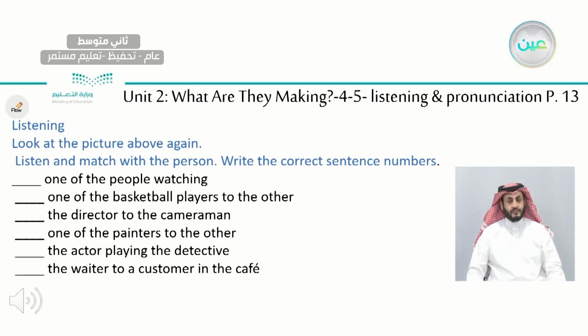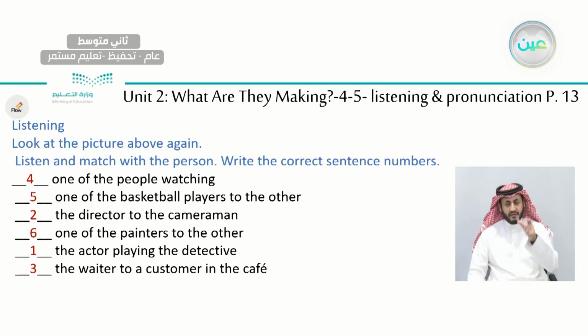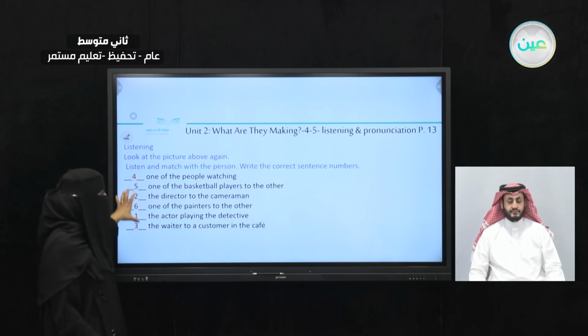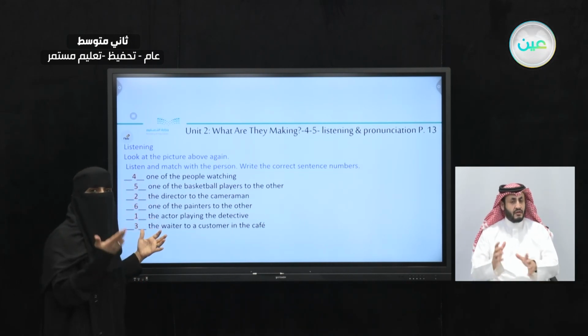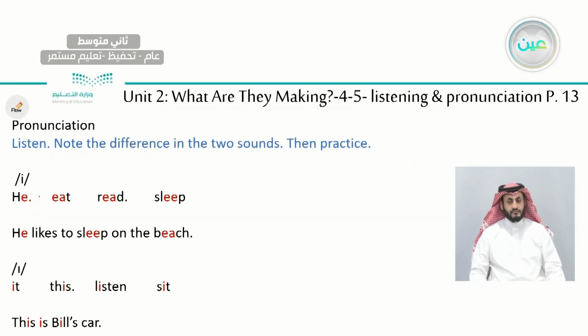Okay, so let's see the answers. I'm sure you at least figured out some of them. Looking at the picture and listening, you try to guess who the people are talking. So number 4, one of the people, and then we have 5, 2, 6, 1, and 3. This is how we answer these questions. These are the conversations from 1 to 6, divided based on who is saying them. Okay, this is related to the listening part.